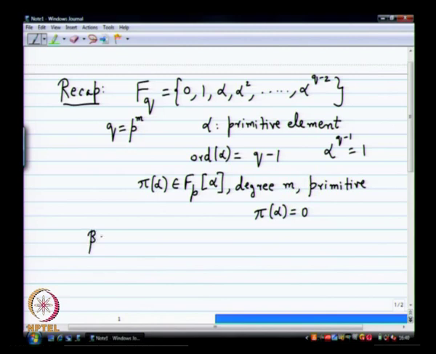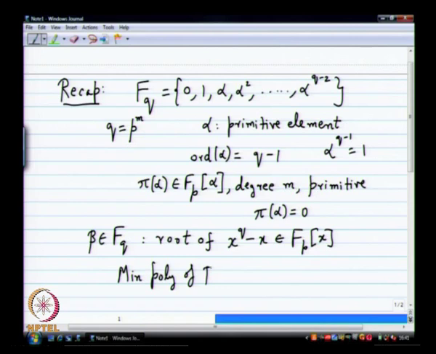So if I have a beta in Fq, I know for sure that beta is a root of x to the power q minus x, which is a polynomial with coefficients in Fp. This is true. So I know there is some polynomial with coefficients in Fp for which beta is a root. The question that the minimal polynomial tries to answer is, what is the minimal polynomial of beta? So we need a notation for it. I will simply call it M beta of x, capital M for minimal.